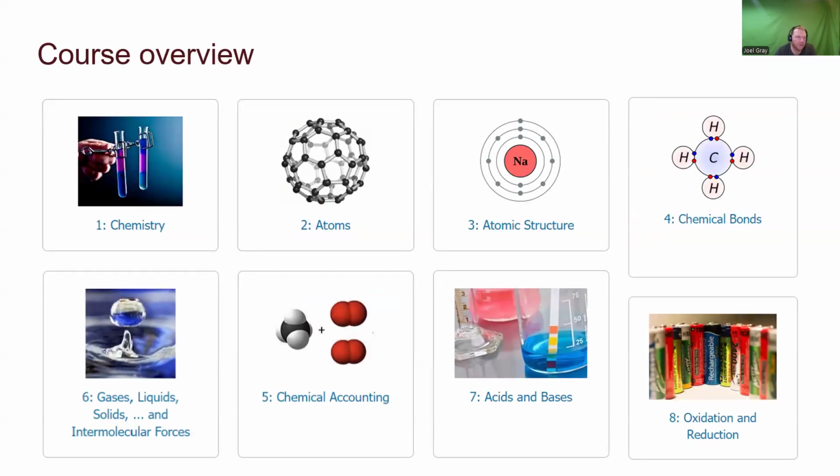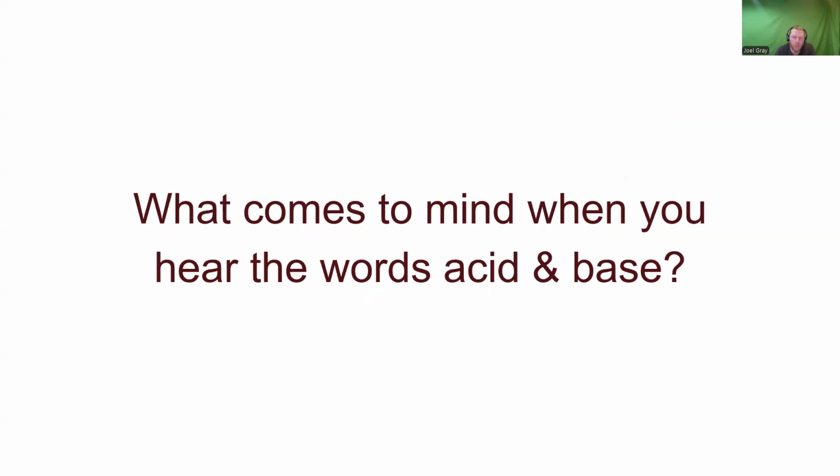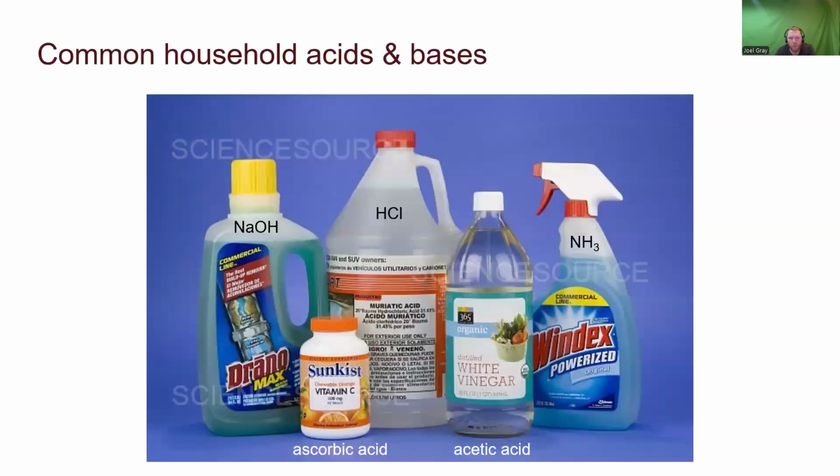Okay. Now, with that in mind, this is where we are. We're at item 7. Now, when you think of acids and bases, chances are you might think of household chemicals. Household chemicals like Windex, vinegar, muriatic acid. Who's thinking of muriatic acid?